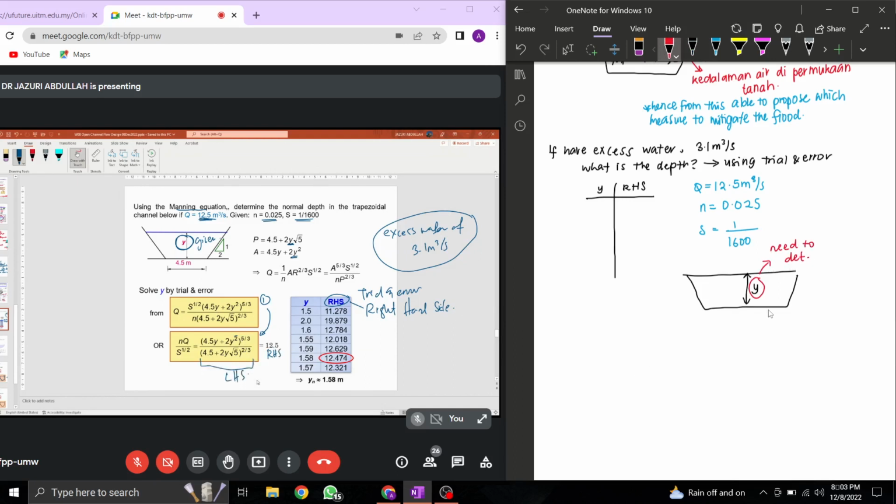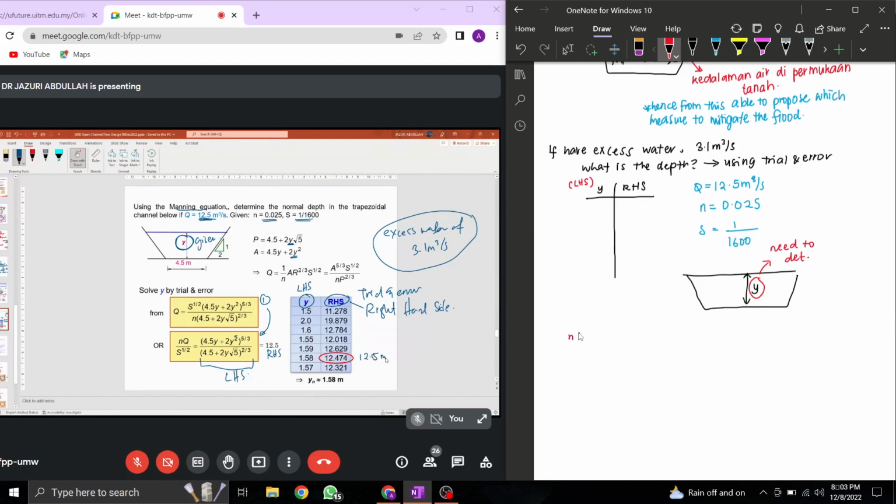Okay, so jadi you have to make sure that whatever value yang you masukkan itu adalah y and then you masukkan dekat left hand side. So ini adalah left hand side punya maklumat, so you substitute into the left hand side equation with the y, so then you akan dapat right hand side equation. The right hand side equation should be equal to 12.5 meter cube per second.